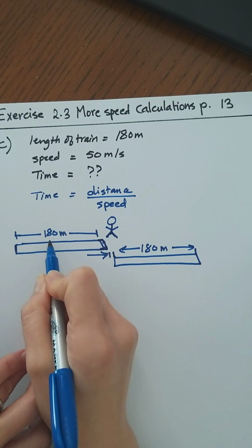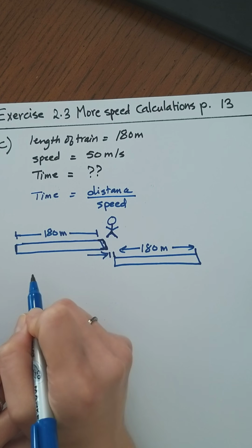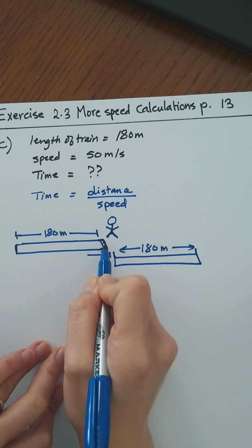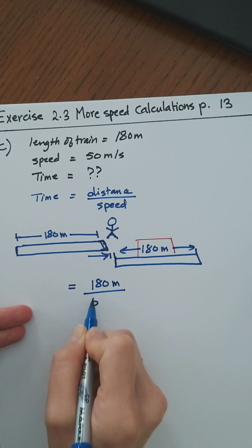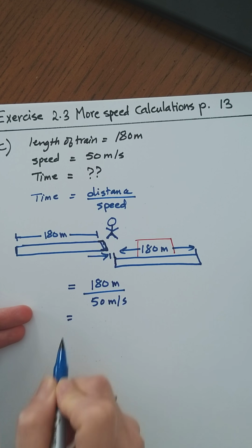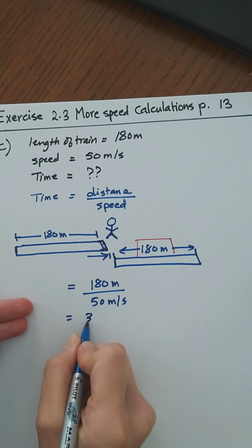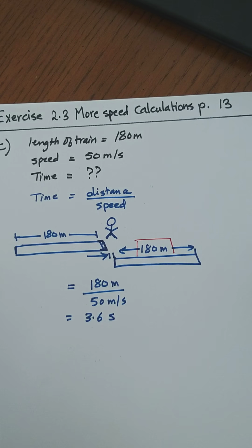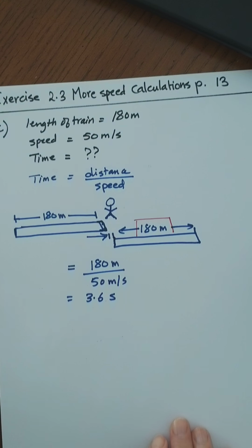So, to fully cross the person, the front part of the train needs to pass by the person until the end part of the train also crosses the person, which is the distance of the length of the train, 100 meters. So now we have our distance. It's 100 meters. Time equals distance divided by speed. 180 meters divided by 50 meters per second equals 3.6 seconds.